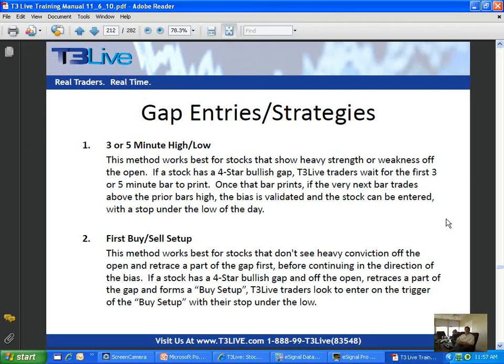The first buy or sell setup, again, this is the same concept, but instead of waiting for the first 5 minute bar or 3 minute bar to close, we're actually buying a pullback or shorting a bounce into moving averages. Does it matter what gap it is? Well, we'll show you. No, it doesn't really matter what gap it is, but you'll see the trades in a few. The method works best with those that don't see heavy conviction off the open. So if you're not willing to commit to a trade 3 minutes into the day or 5 minutes into the day, and you'd rather see it give you a directional move and then buy a pullback or short a bounce, that's the strategy that we also employ.